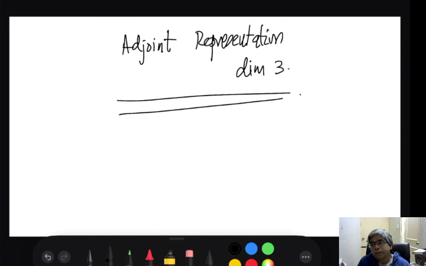Now, in the next lecture, we'll look at SU3 and maybe a little bit of O3, some elements of orthogonal groups and also unitary groups. And then we'll move to QCD.